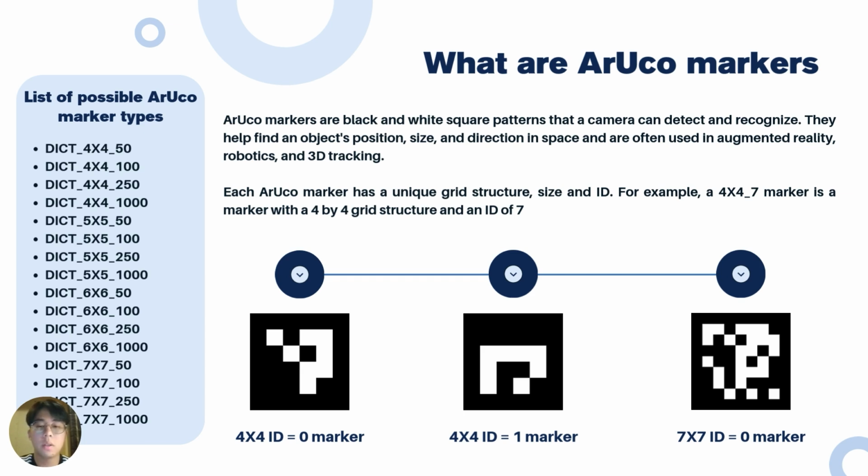A 4 by 4 marker with ID equals 0 is a simple black and white pattern. A 4 by 4 marker with ID equals 1 has a different unique pattern. And a 7 by 7 marker with ID equals 0 has more squares, allowing for more unique IDs. So ArUco markers are quite powerful tools in computer vision, helping applications recognize and track objects in real world space. The ability to provide precise position and orientation data makes them essential for AR, robotics, and measurement applications.